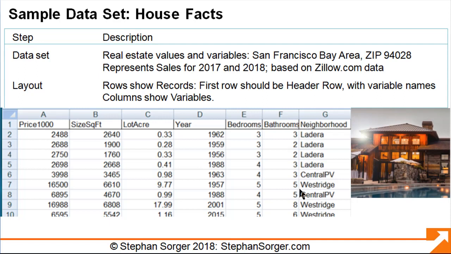The first is a data set on certain house characteristics or house facts of homes found in the 94028 zip code area of the Northern California Bay Area. The slide shows the layout where each row shows records and each column shows variables. The top row is the header row with descriptions of variables.